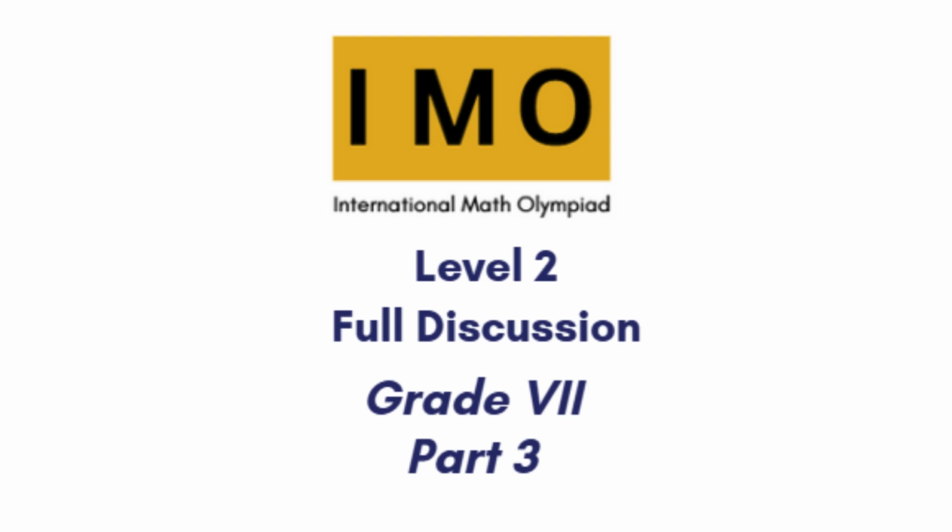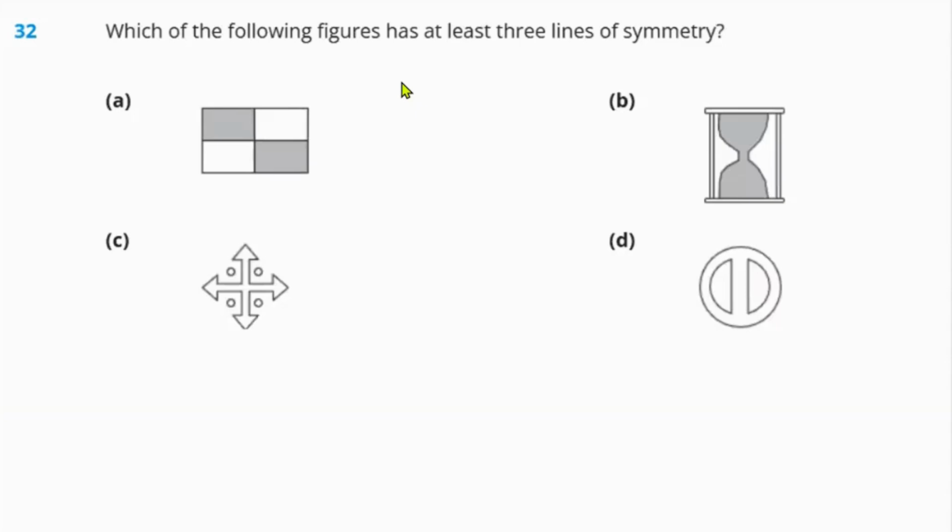Today we are going to discuss the IMO Level 2, Grade 7 sample paper. Next question, 30 seconds. Which of the following figures has at least three lines of symmetry? In the figures given here, we have to select the figure which has at least three lines of symmetry, at least three lines.